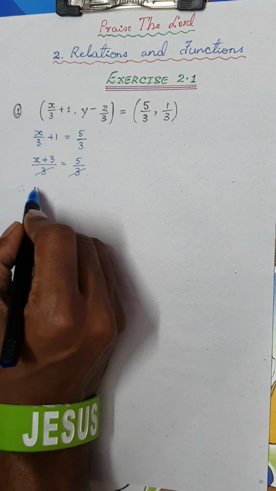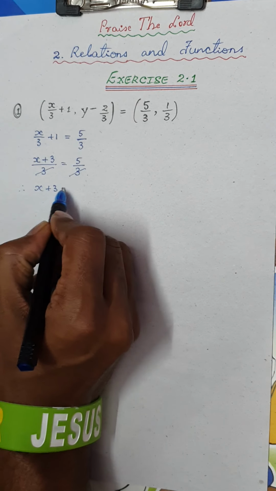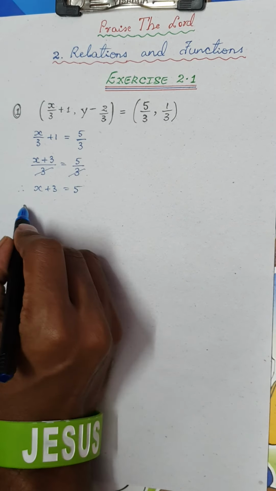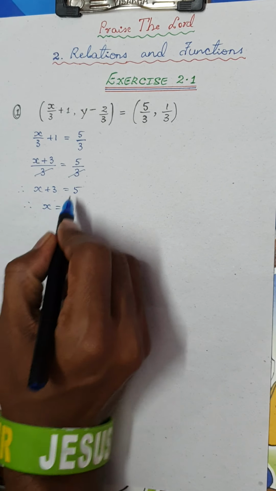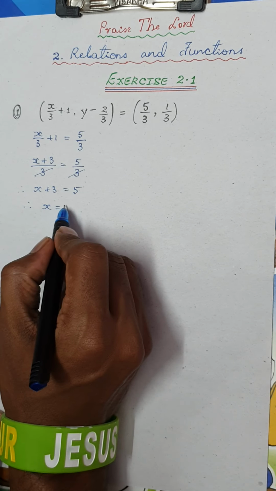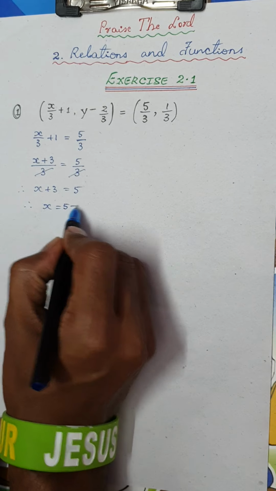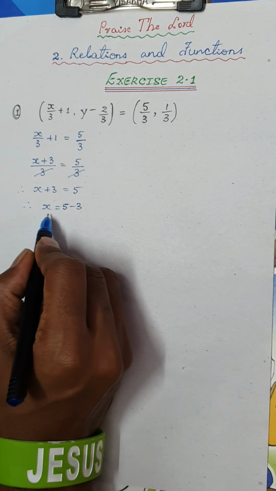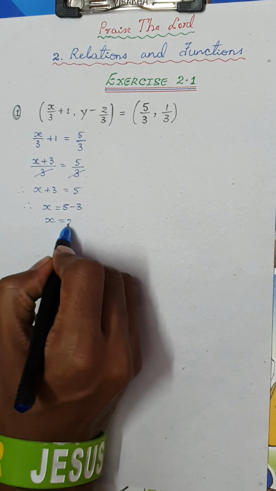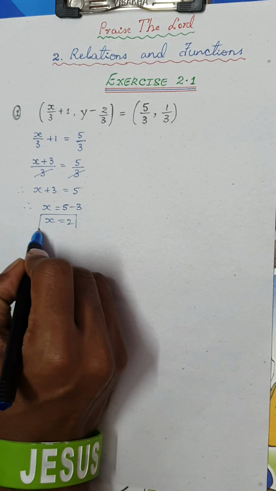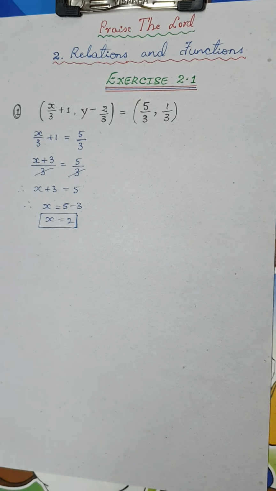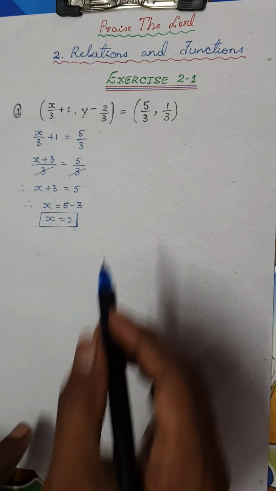Okay. Therefore, you will get x + 3 is equal to 5. Therefore, you will directly get x is equal to 5 minus 3. Therefore, you get x is equal to 2 is the answer for x. Okay. In the same way, we shall solve for y.